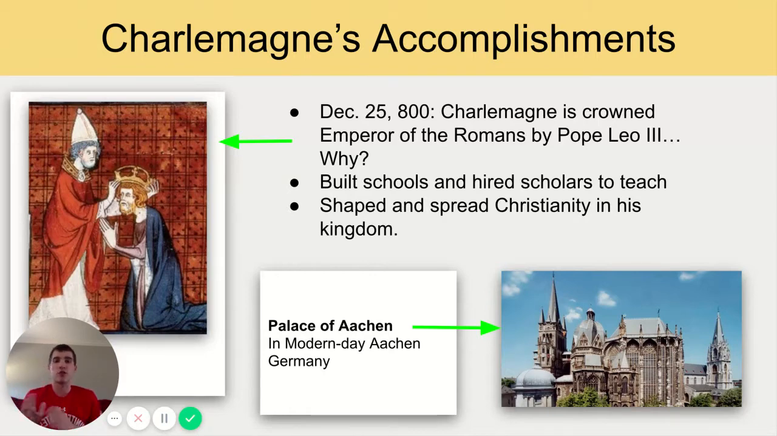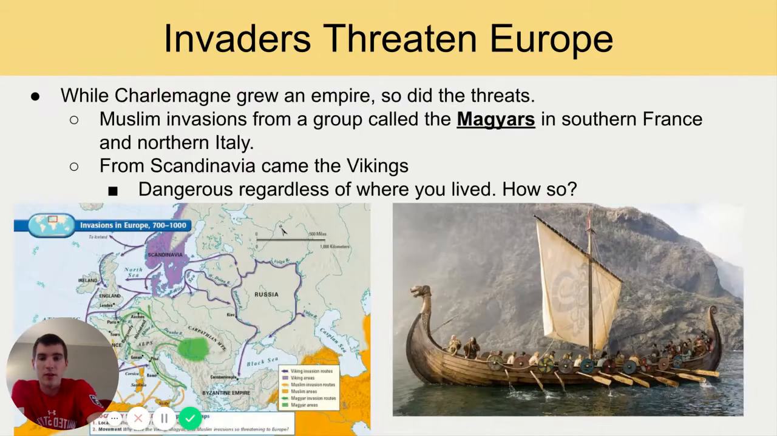Charlemagne also is going to shape and spread Christianity in his kingdom, making this modern day area of France, Switzerland, Germany very Christianized. Here's a palace that he's going to build, modern day Germany, in Aachen. A huge World War II battle is named after Aachen. Anyways, that's a different story for another time. But Charlemagne accomplished a lot.